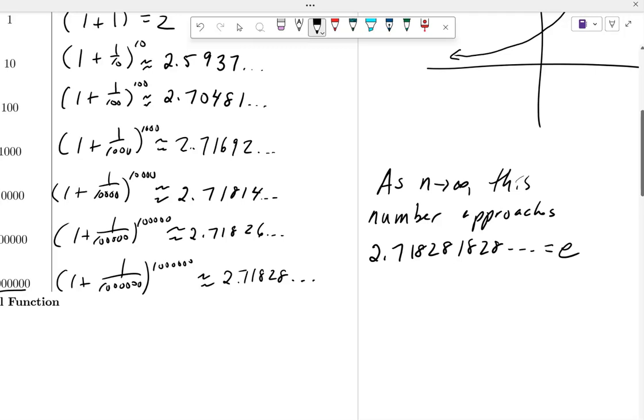Okay. You'll notice on your calculator, you should have a button for e. You should have a button that also says ln. The e is right above it. Yes.